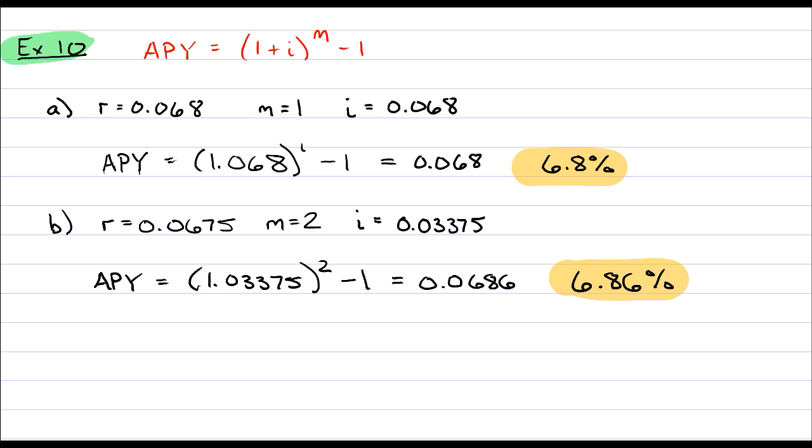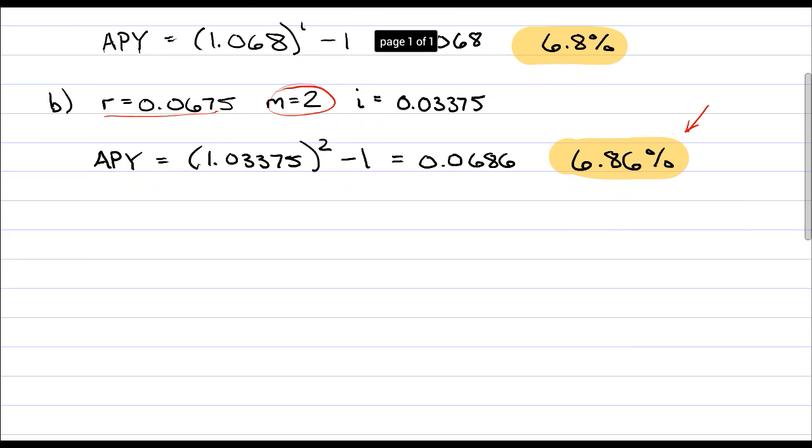So notice that even though the nominal rate is a little bit higher in Part A than it is in Part B, because of the difference in compounding frequency, I actually get a slightly better APY, or effective interest rate, for Part B than I do in Part A. Okay, so now let's move on to Parts C and D.